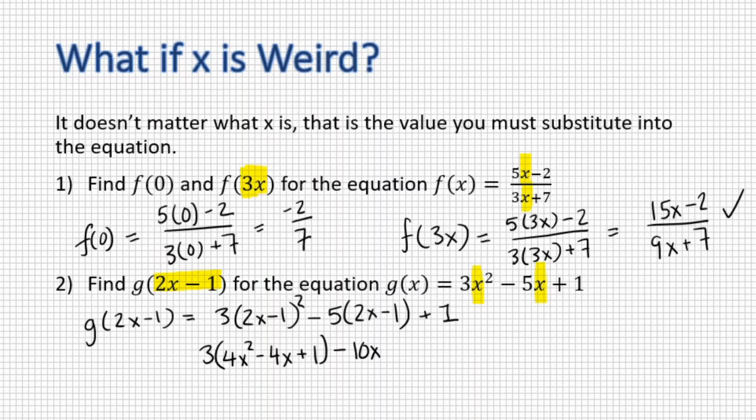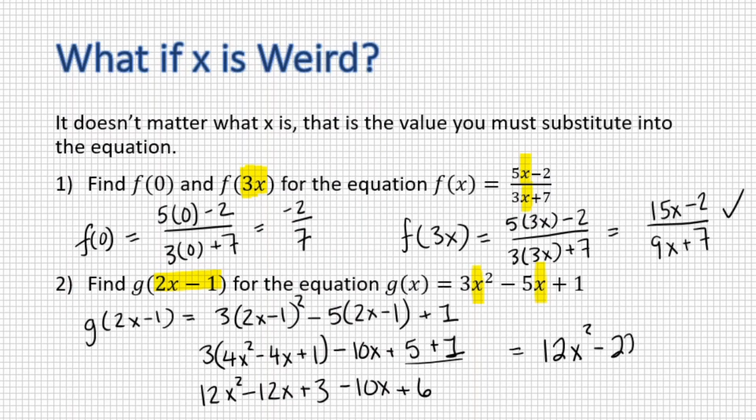Distributing the 5 and just the 1 that was hanging along. Another step to get that 3 distributed into the brackets. I'm going to combine the 5 and the 1 into 6. And then my final answer, collect your like terms, 12x squared minus 22x plus 9. Strange, but that is what we're looking for.